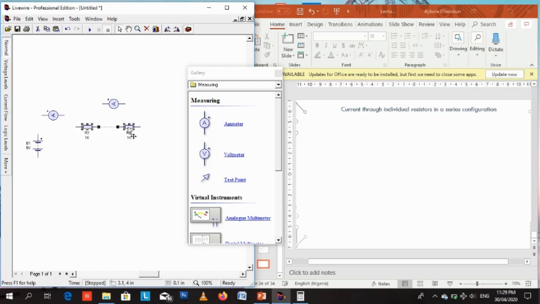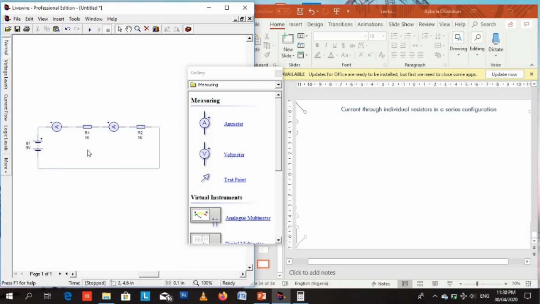So let's shift the resistors back a bit. Connect ammeter 1 in series with R1. Delete this wire, shift R2 backwards a bit, then connect ammeter 2 in series with R2. So with these two ammeters, we'll be able to measure the current through R1 and the current through R2, and be able to determine the difference in the current flowing through R1 and the current flowing through R2.